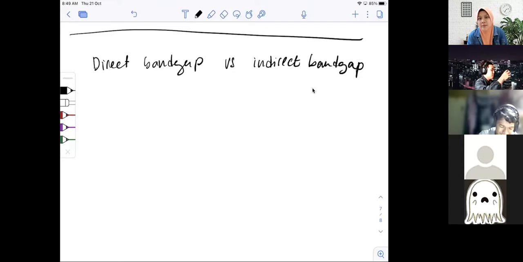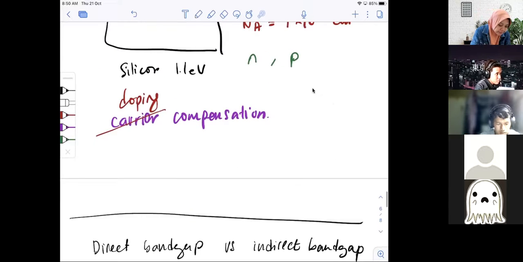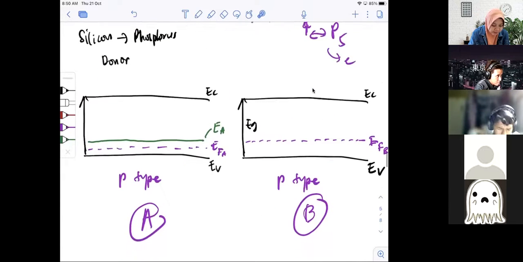Okay, direct and indirect band gap is actually very important. This has a very significant impact. I will tell you why. Before that, let's talk about what is direct and indirect band gap. Remember last time we drew the band gap like this: conduction band, valence band, intrinsic, extrinsic. The band gap is always the same like this. The difference is only in the Fermi level. So all semiconductor materials we draw like this, the band gap.